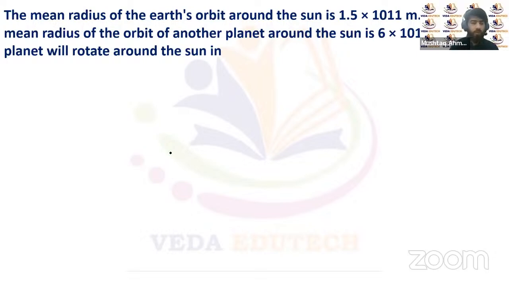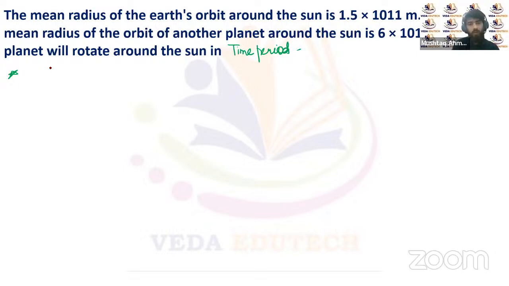Now let's apply all three laws one by one to solve this problem, right? The question says that the mean radius of the Earth's orbit around the Sun is 1.5 into 10 to the power 11 meter. The mean radius of the orbit of another planet around the Sun is 6 into 10 to the power 11 meter. We have to find the time period of the other planet around the Sun, right?